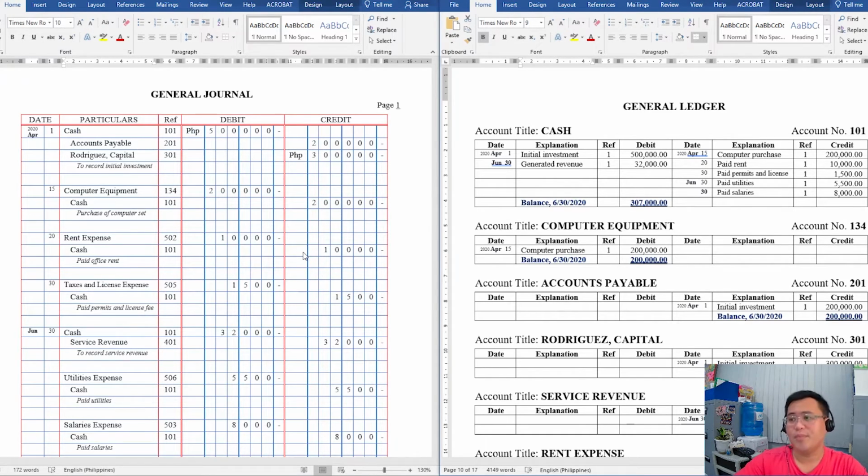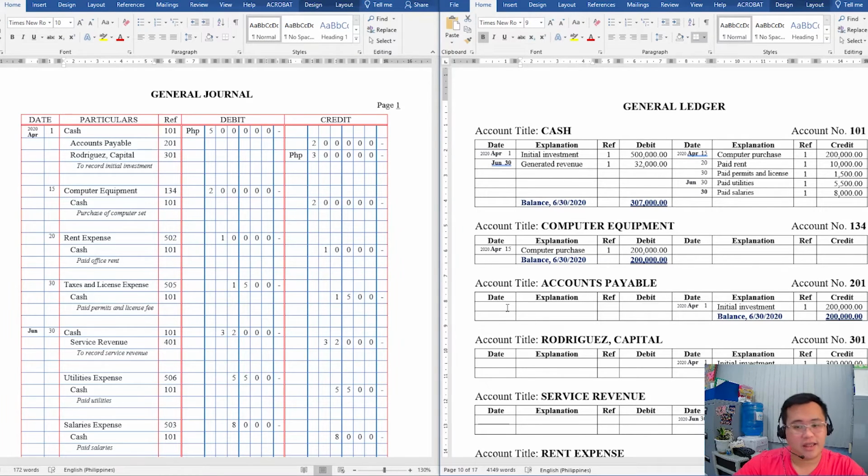Usually this is called the book of final entry, because before we prepare our financial statements, we have to put all the journal entries in our ledger for us to be able to come up with our ending balances for a certain period. For this instance, we are getting the ending balance of our business at the end of the period from April to June.